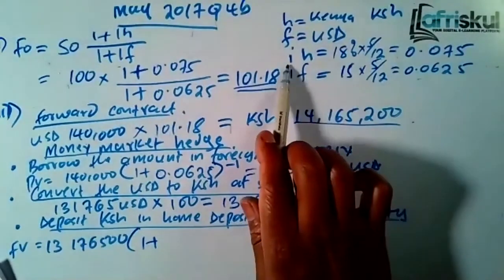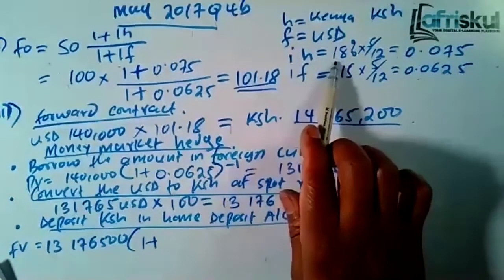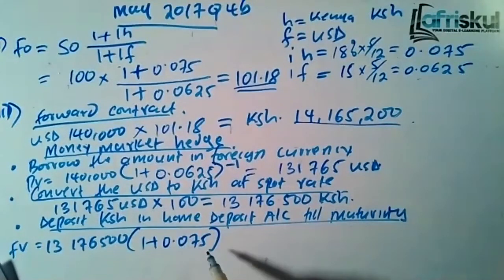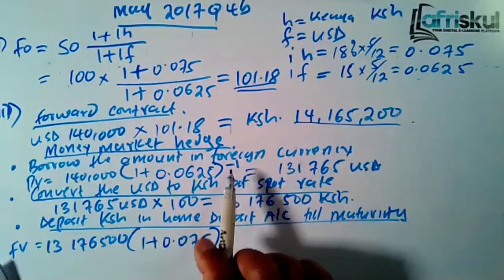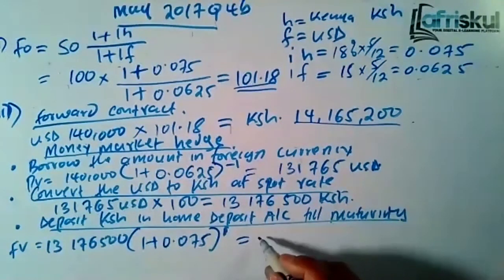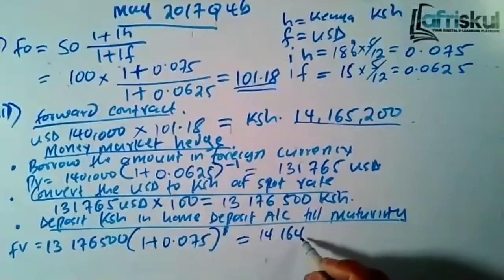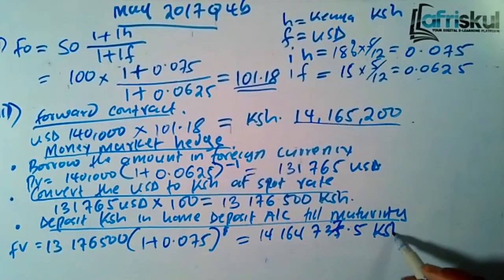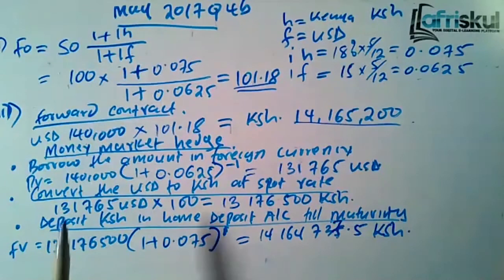And we have seen that the interest rate in the home currency, you'll deposit at the rate of 18%. For 5 months, it will be 0.075 raised to power 1. When you're getting the present value, it's -1. When you're getting the future value, it's just +1. So that means in 5 months' time, the amount will be 14,164,737.5 Kenyan shillings.